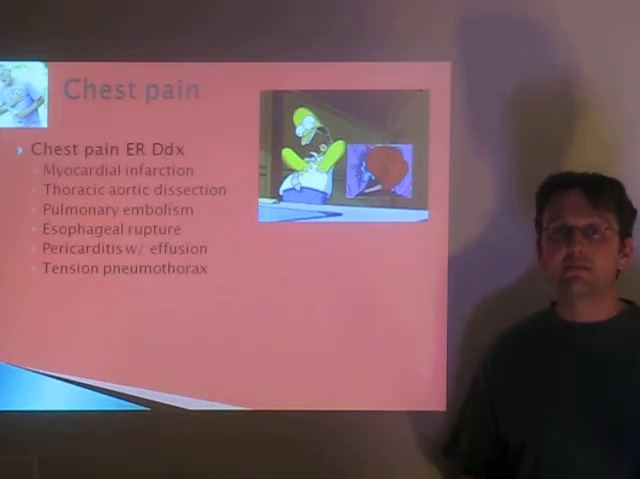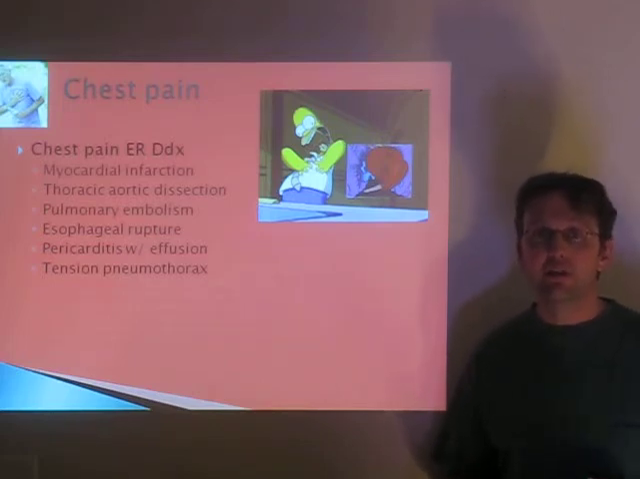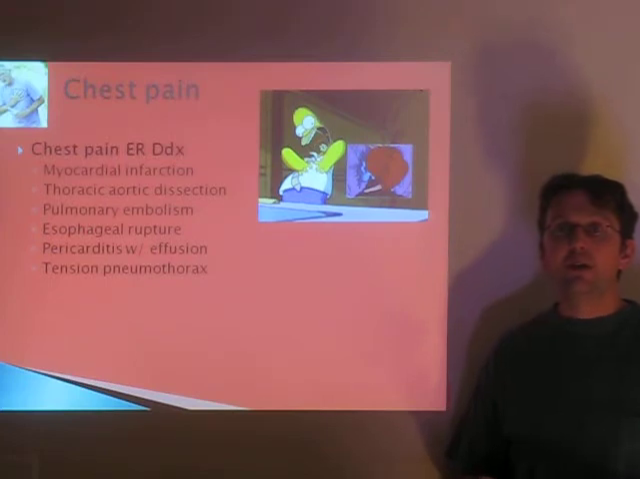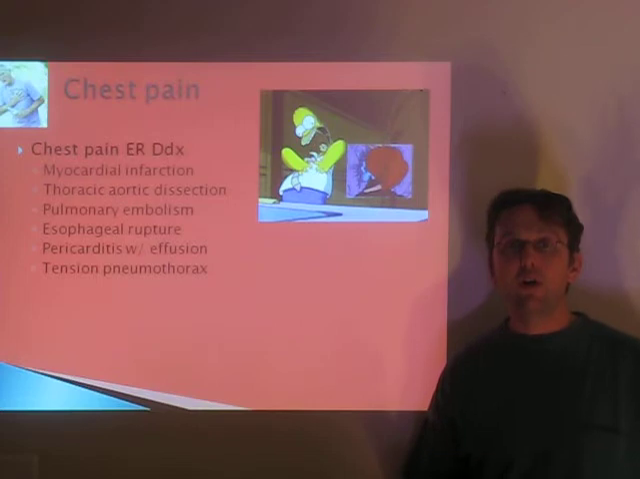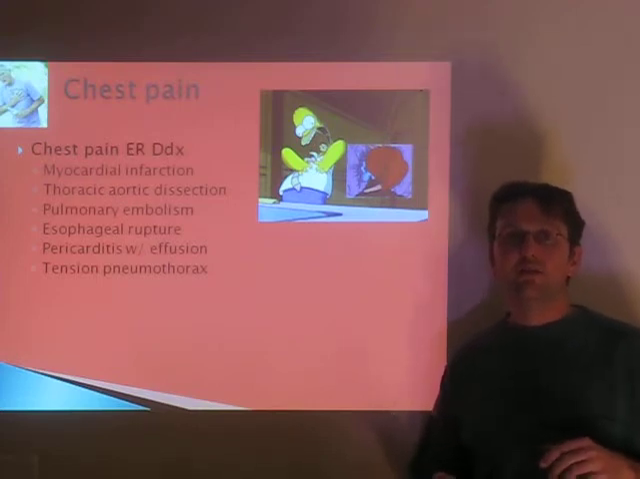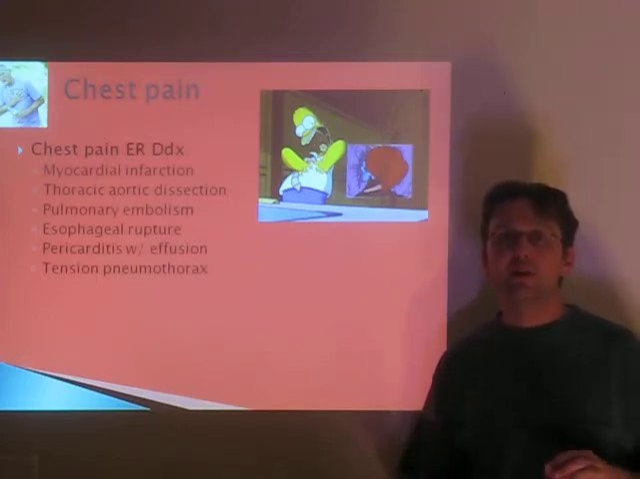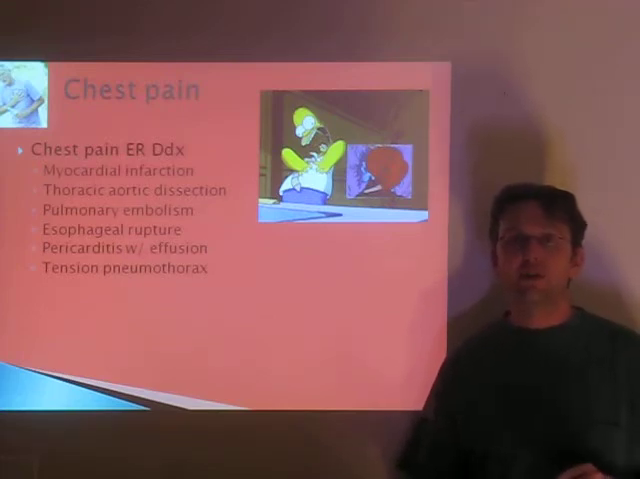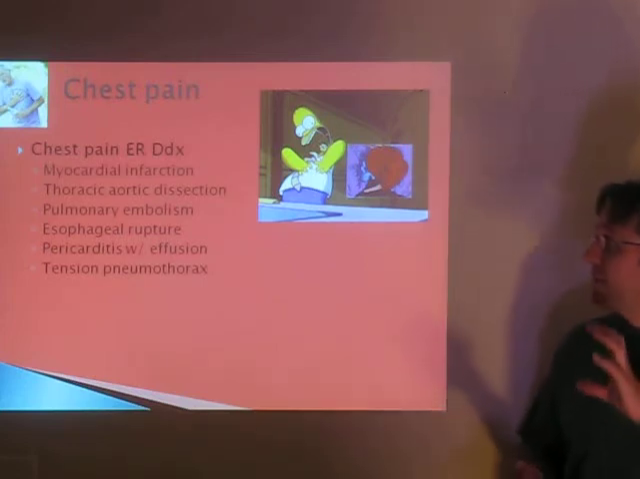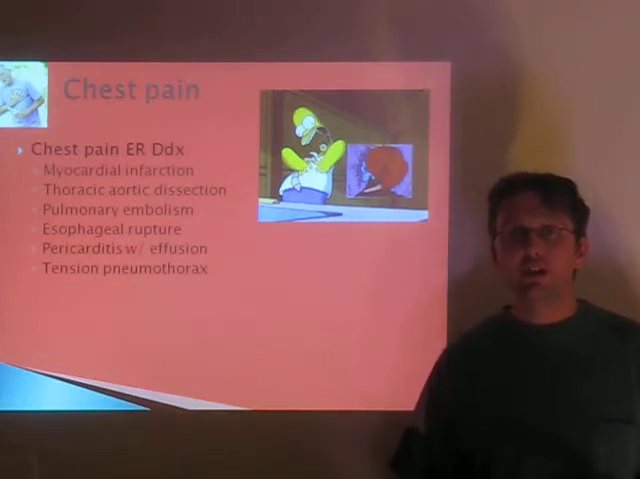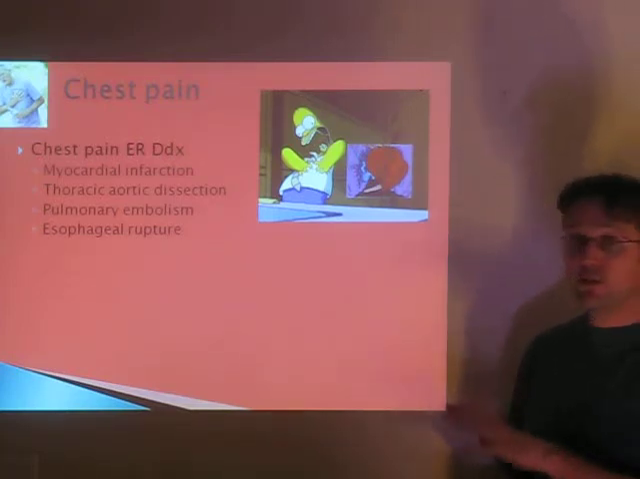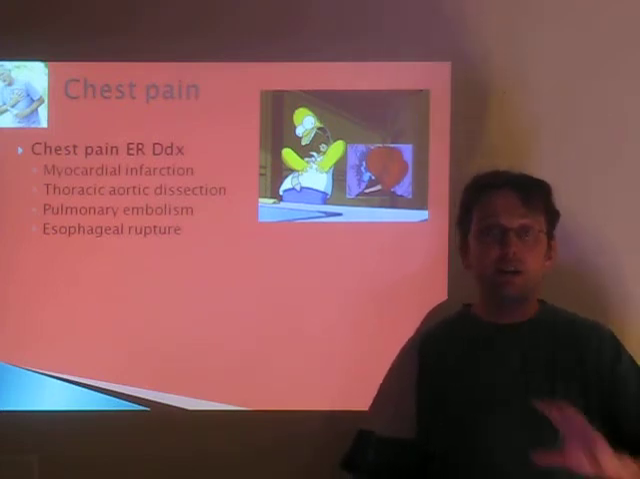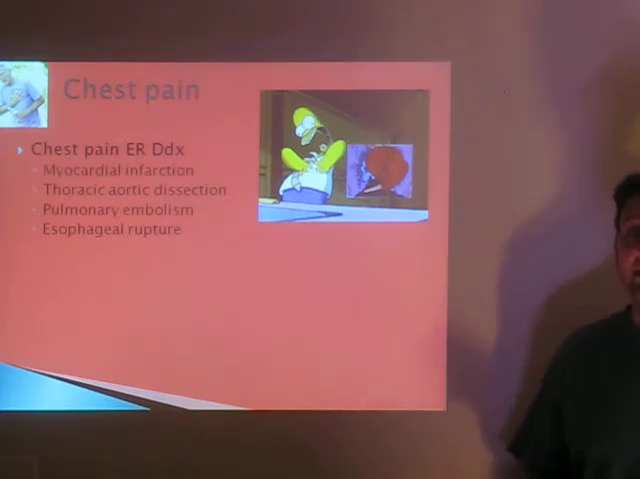Okay, so for chest pain, here is the ER differential diagnosis for chest pain. You'll see the 6 things here that I mentioned before as the ER differential diagnosis for chest pain. But I'm only going to emphasize the ones for which your documentation will be critical. So we're not going to bother ourselves with pericarditis with effusion or tension pneumothorax, because those are things that are going to be found on the physical exam and on the chest x-ray. So history of present illness isn't as important for those.